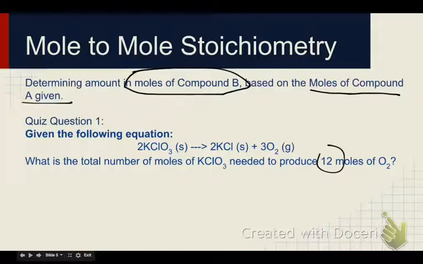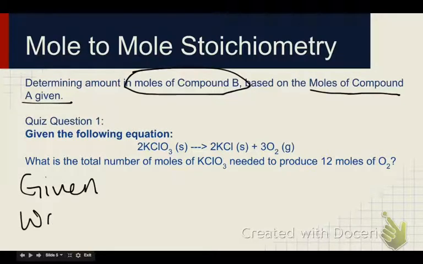As a nice little strategy, what I like to do is write what am I given and what is it that I want to find. In this question, I have 2 potassium chlorates that yield 2 potassium chlorides and 3 oxygens. Now remember, the coefficients are talking about moles, okay?